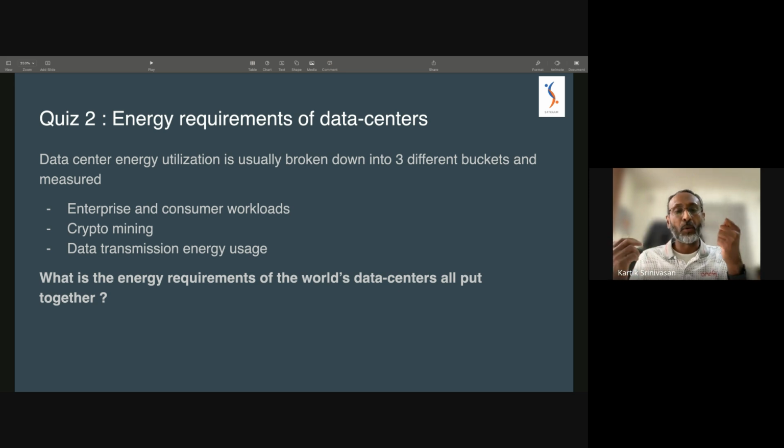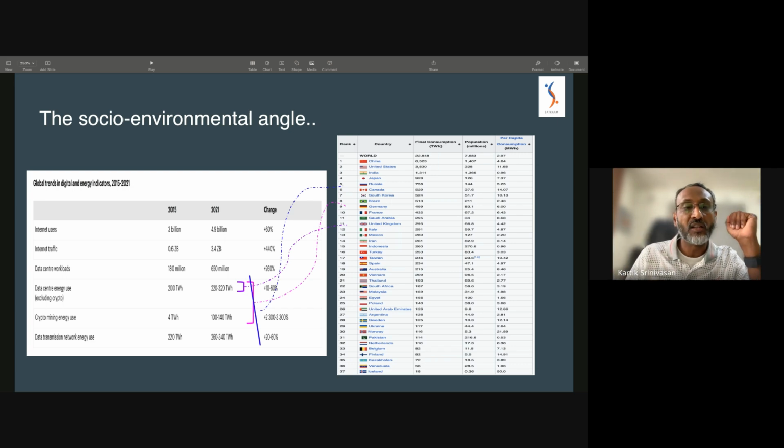So I want you to think about this. If you put all of this together, what is the energy requirement from all the world's data centers put in, right? And it is a very thought-provoking question because it has very key aspects embedded in performance, scale, reliability side of things. I know it is almost unfathomable to figure out what this number may be, but I want you to see this illustration now and make your own judgment calls, right?